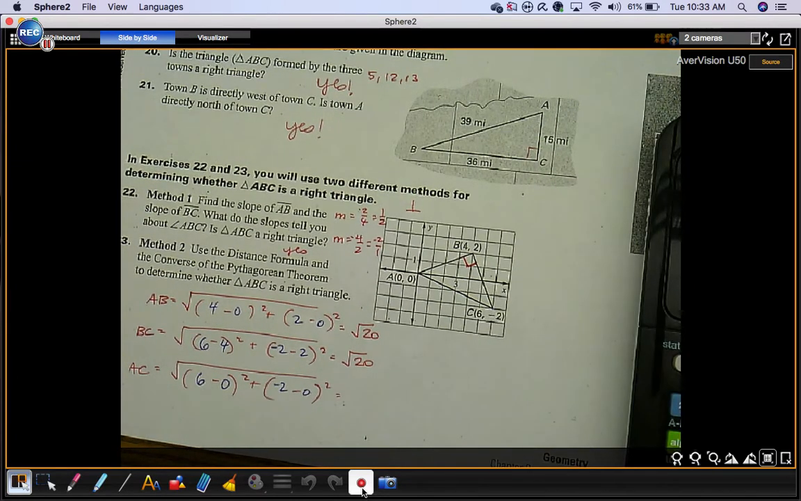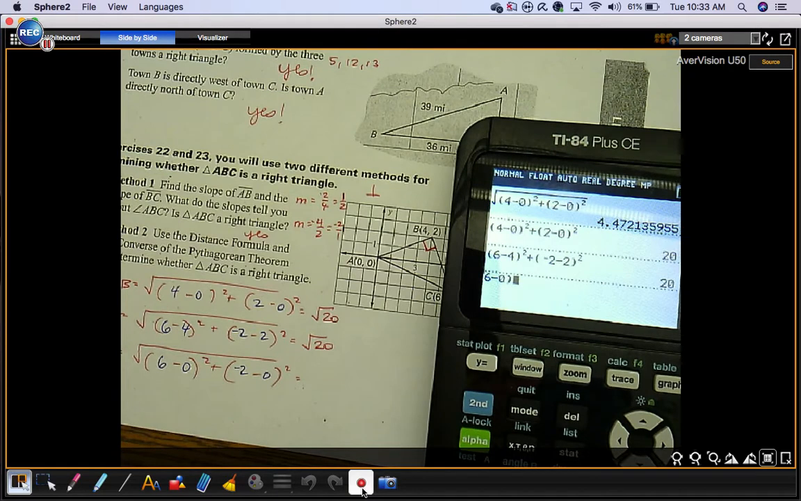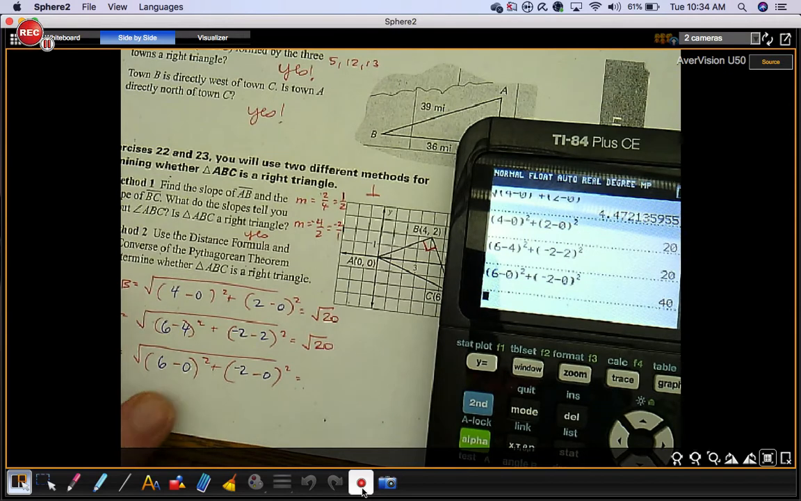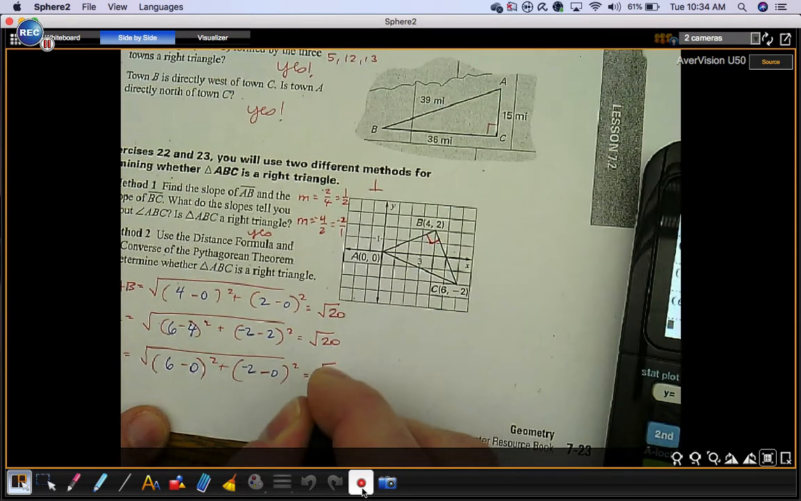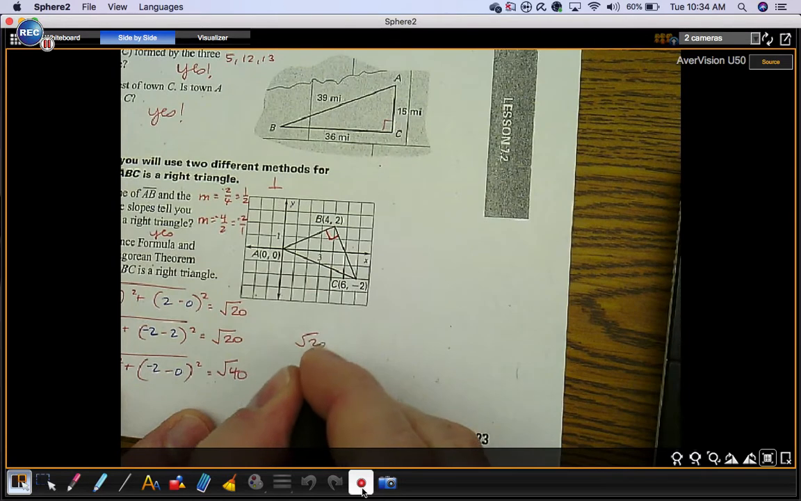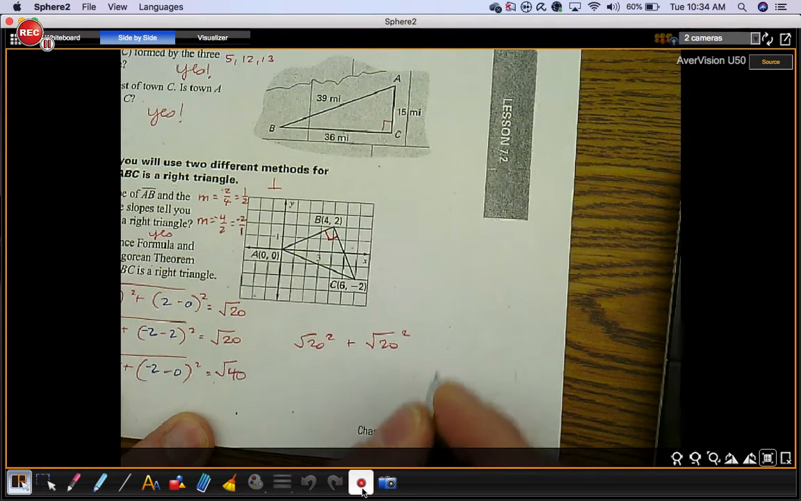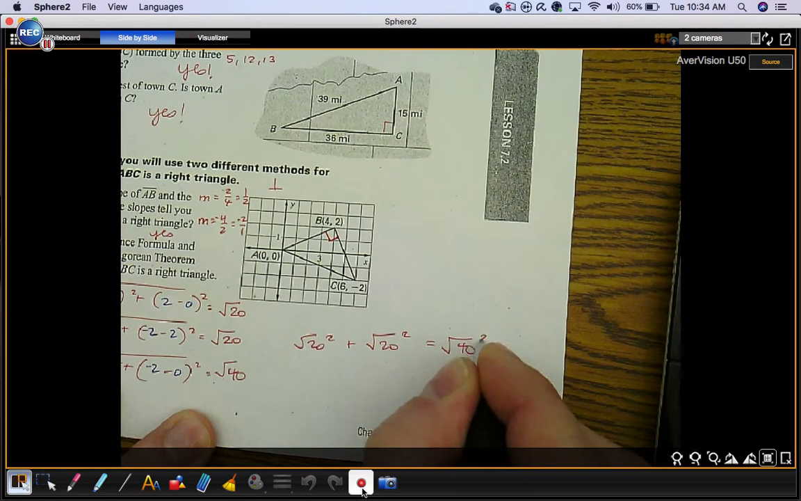And then, how far is it from A to C? Oh, you're not even seeing my calculator. Now, do these segment lengths make a right triangle? So in other words, they're asking you the square root of 20 squared plus the square root of 20 squared. Does that equal the square root of 40 squared?